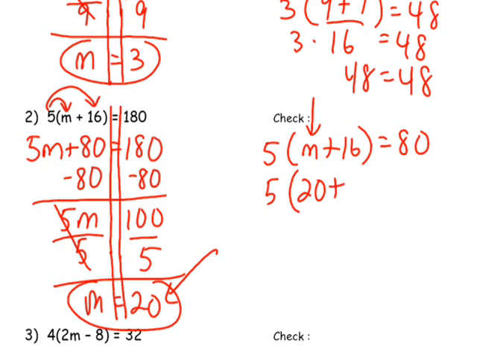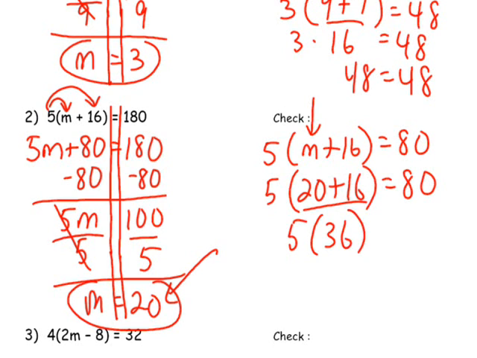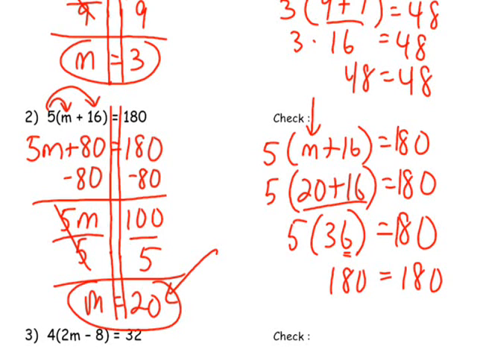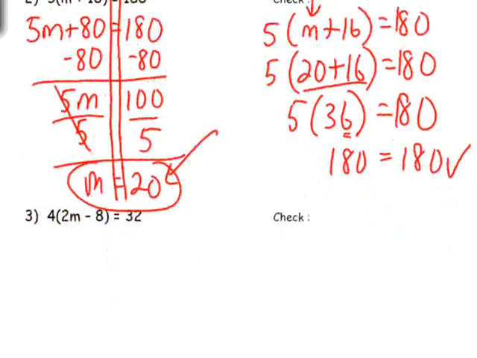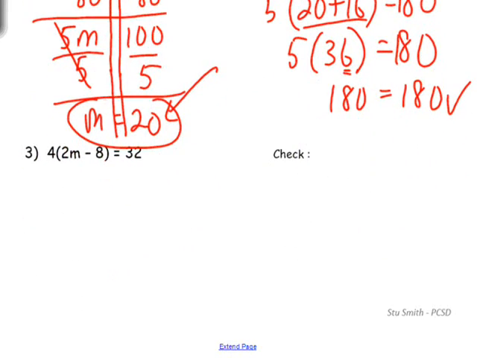So we thought the answer was 20. Do my parentheses first, which would be 36. And then 5 times 30 is 150. 5 times 6 is 30. And 150 and 30 is 180. Oops. That actually does check. That was supposed to be 180 on that side. So good. All right, one more example, and I think you'll have it.